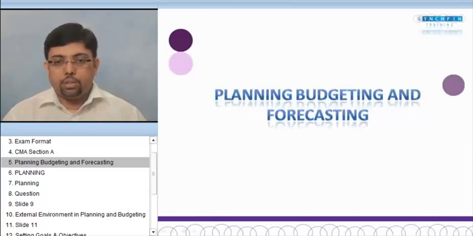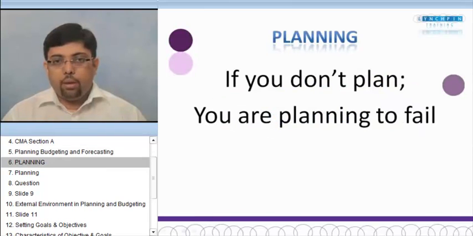Planning, budgeting and forecasting. What is planning? We say if you are not planning, you are planning to fail. So what is ultimately planning? Planning is nothing but a course of action which you are setting for yourself so that you can reach the desired point, or the ultimate point which you want to achieve. It's nothing more than a map which is leading you towards your destination.